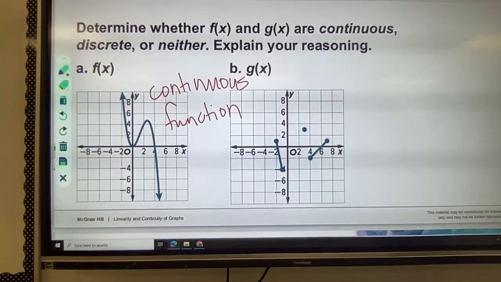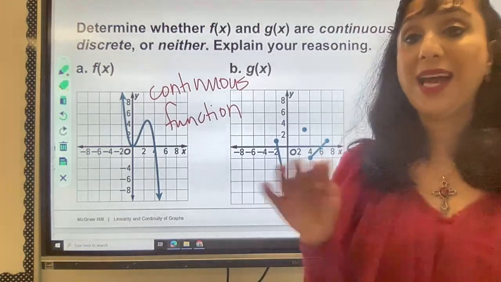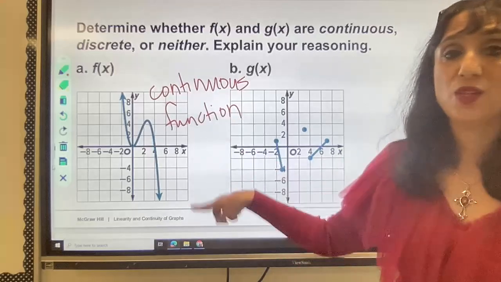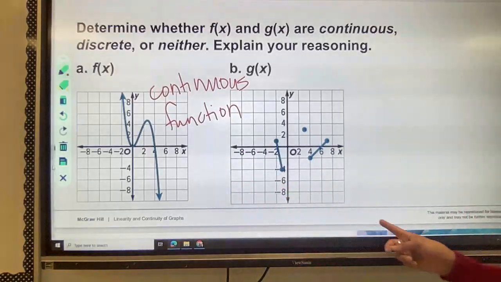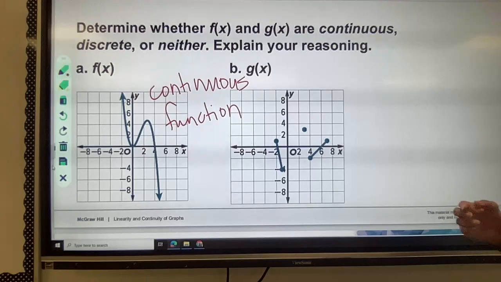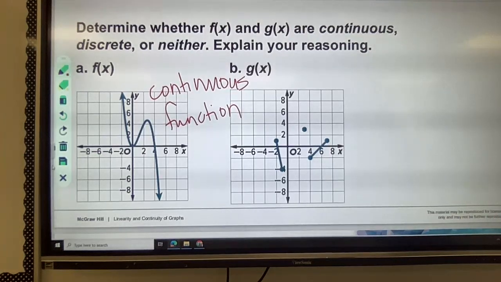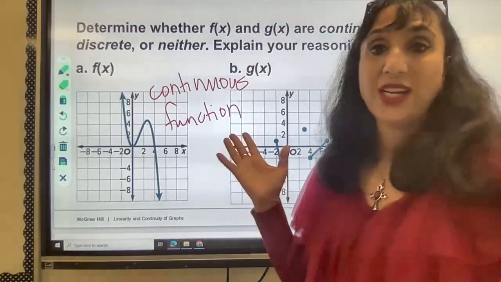If I'm looking at this one, I can see that g of x does have continuous sections, okay, but it is not a single line or curve. For it to be continuous, it has to be a completely single line or curve like this one, okay, but it is not a single line or curve. And it is neither discrete nor continuous, because in discrete, what do we have? We have the individual sets, right?